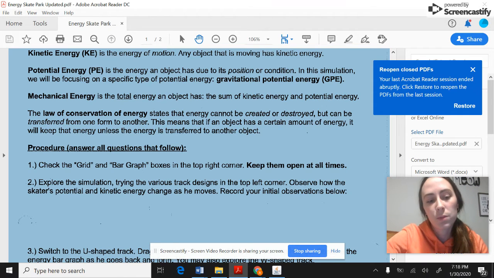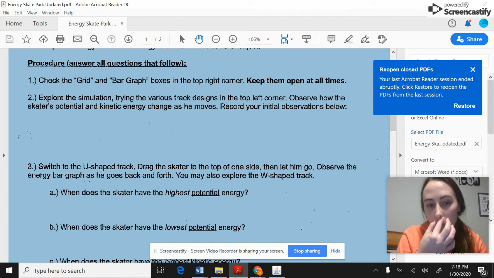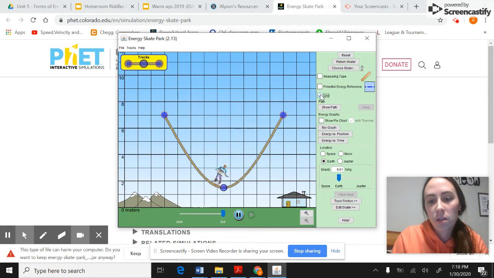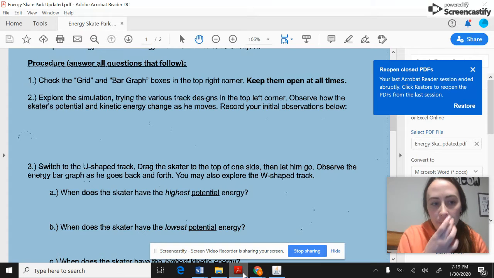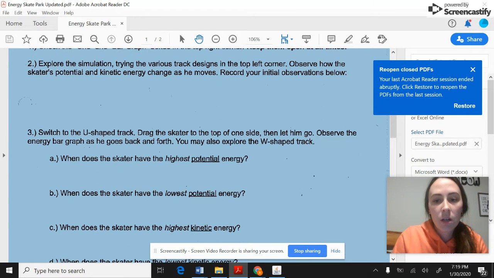Now we're moving on to the procedures. So it says check grid and bar graph boxes in the top right corner. Keep them open at all times. So you'd go here, grid and bar graph, and you'd want this available to see on your screen. Then we'll go back. Explore the simulation. In the top left corner, you can try different tracks and see how the kinetic and potential energy moves.